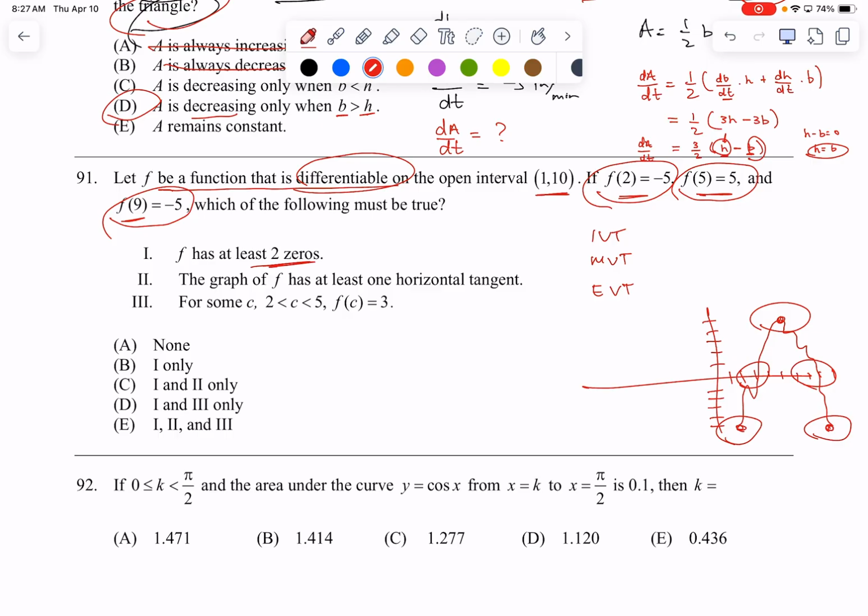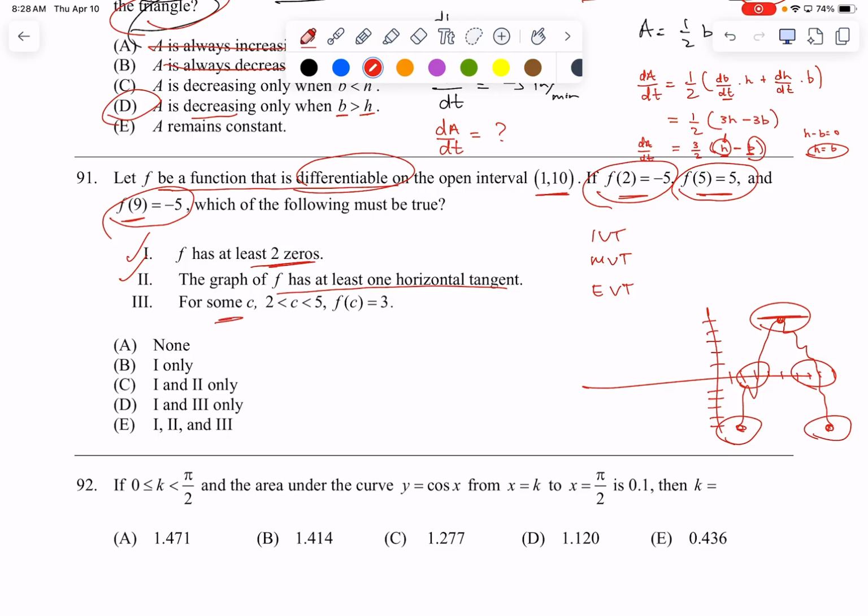The graph has to have at least 1 horizontal tangent. Well, yeah, because by EVT, you're guaranteed an absolute what? Max or min, and they can occur at endpoints or what? Critical values. Well, if they go up and then back down, you have to have at least 1 horizontal tangent. Agreed? So this one's true. This one's true. All right.